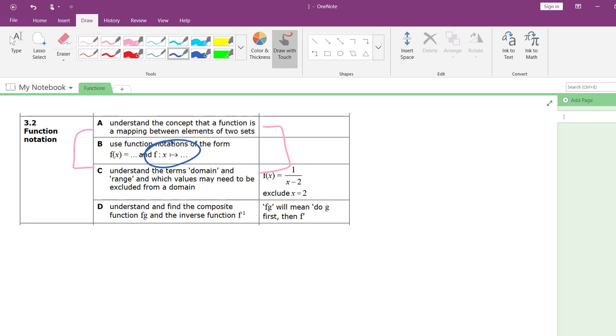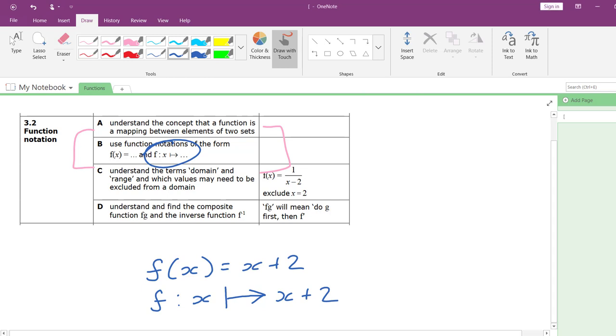And so we would rewrite something like f of x equals x plus 2 as f colon x maps to x plus 2, and they are exactly the same. You put in the same number into them, they give the same output. So yeah, that's function notation for you.